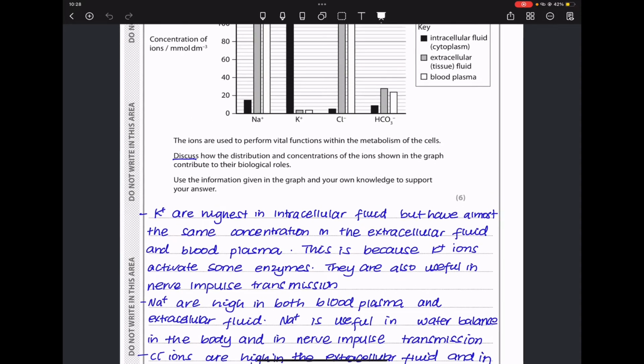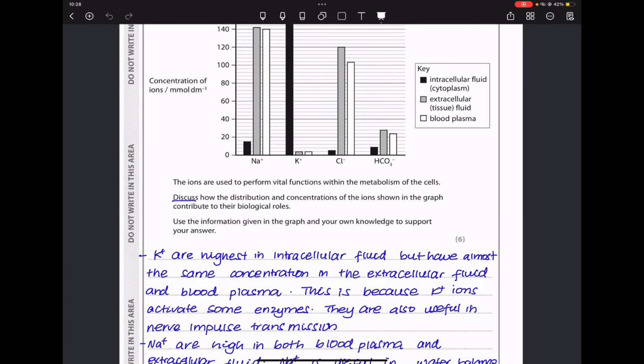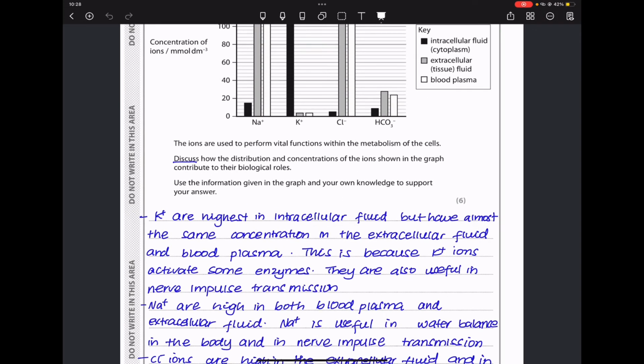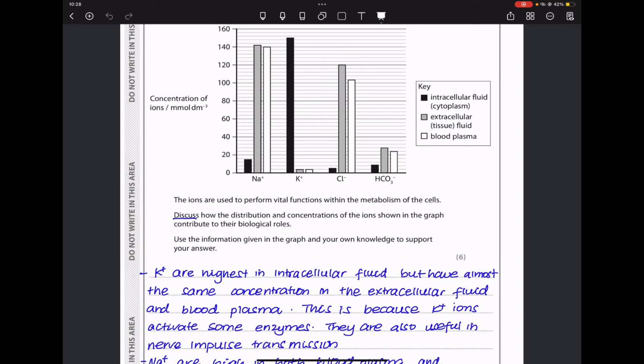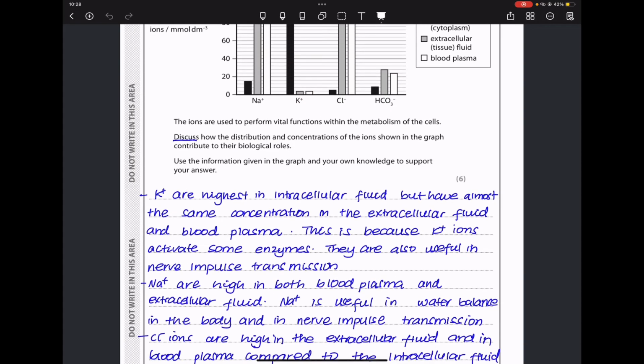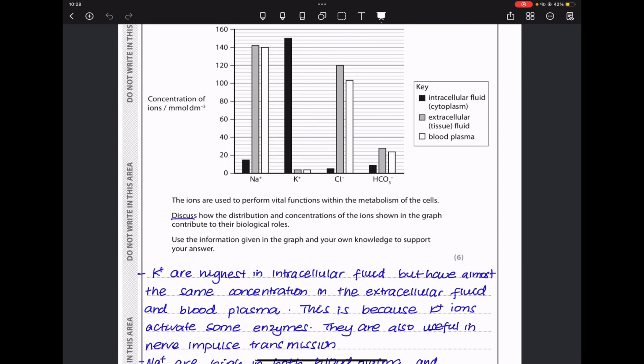So I began with potassium. Potassium is the highest in the intracellular fluid, but has almost the same concentration in the extracellular fluid and blood plasma. This is because potassium ions activate some enzymes. They are also useful in nerve impulse transmission. We can see this is almost the same, but here it's going to be the highest. And for sodium, the ions are high in both blood plasma and extracellular fluid. Sodium is useful in water balance in the body and nerve impulse transmission.